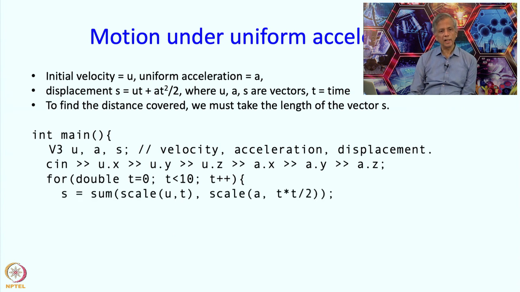Well, so S is going to be the sum of these two quantities, and what are these two quantities? Okay. Well, they are u scaled by t, and then a scaled by t squared upon 2. Okay. So, what is going on here? a is a vector, the scale of a by t squared by 2 is also a vector. Okay. That vector and the scale of u times t are being added up, and the result of this sum is this displacement S, and this displacement is also a vector.